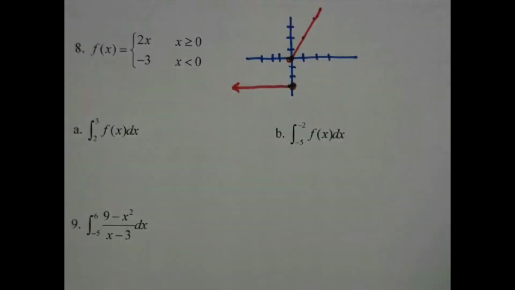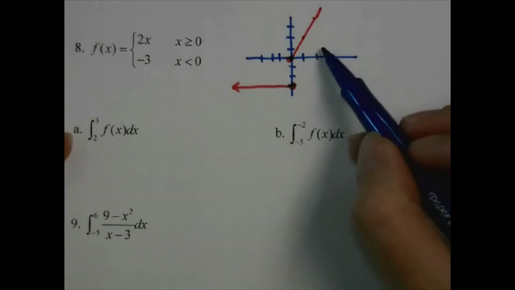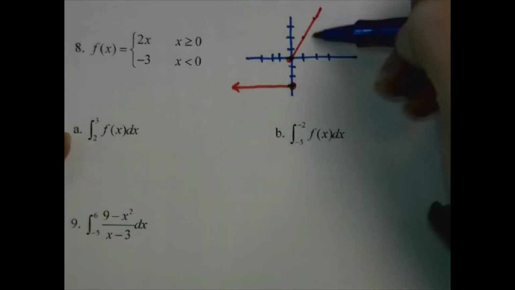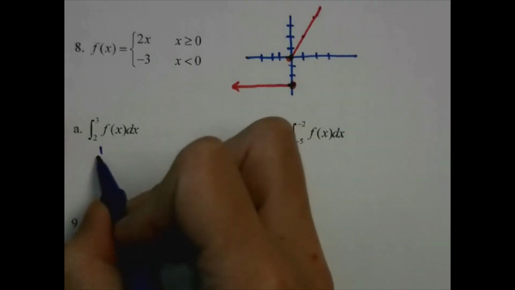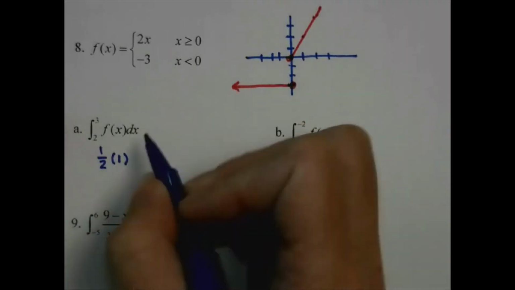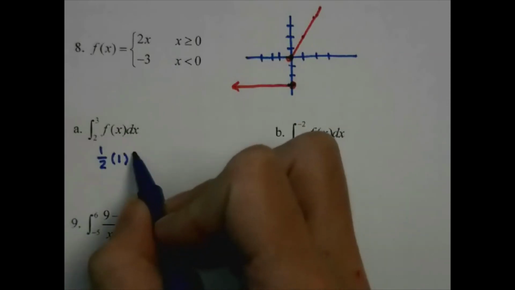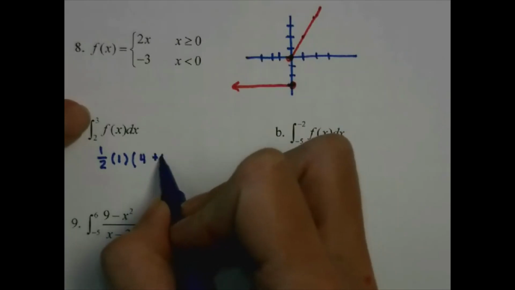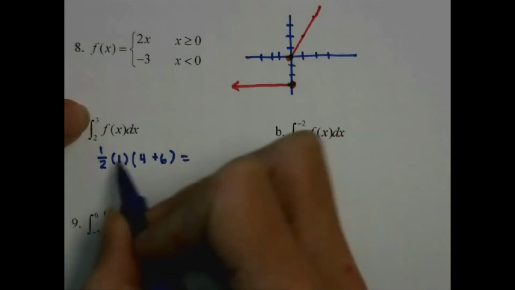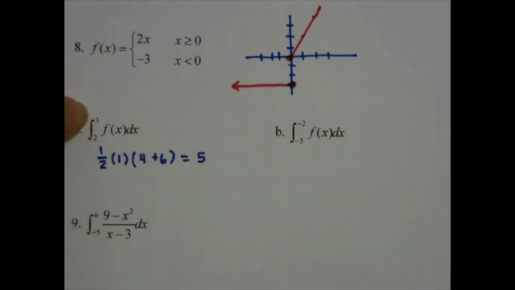So the integral from 2 to 3, so here's 2, here's 3, that's going to be a trapezoid. So that's going to be 1/2 the width of the trapezoid. The distance between 2 and 3 is 1. And then if I plug in 2, we get 4. If we plug in 3, we get 6. So this is half of 10, which is 5.